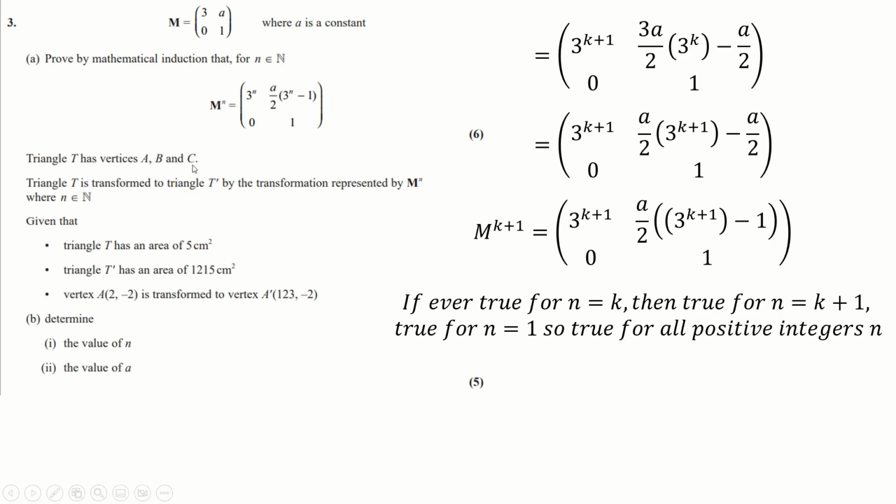Anyway, triangle T has vertices this. It's transformed by this, and this happens. So the area scale factor of a transformation is the determinant of the matrix that you've used. So the scale factor from here to here is 243, which means the determinant of M to the n is 243.